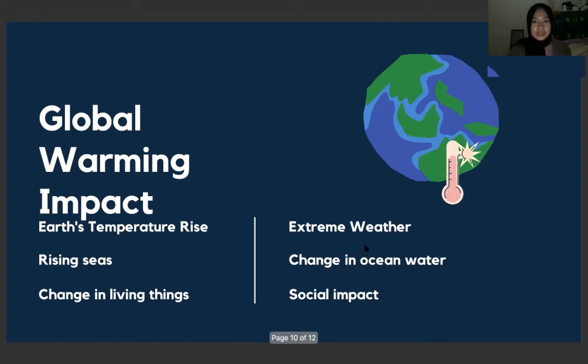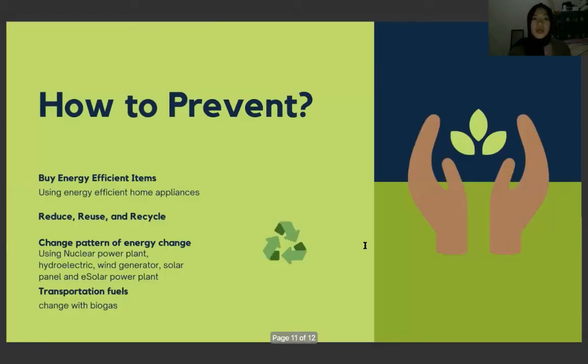And the next is how to prevent global warming. The first thing that we can do to prevent global warming is buy energy efficient items. Several electronic products such as air conditioners and washing machines are also readily available in energy efficient form right now. And also avoid over packaged products, especially plastics and other non-recyclable packaging.